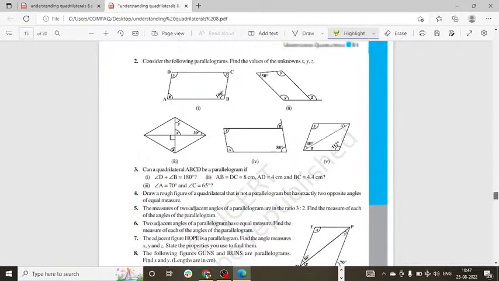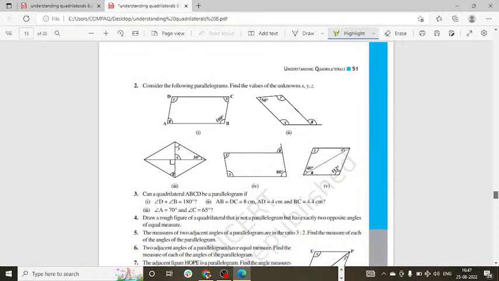So let's do one question and then we can just wrap up. So let me take this tool. Let's do this one, the first one. Here we are given A, B, C and D, inside which some angles are given.